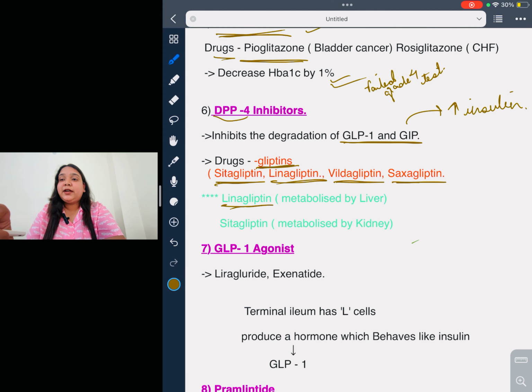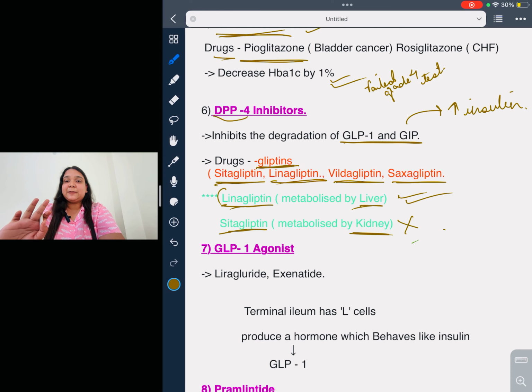Linagliptin, you can remember by the word L, it is metabolized by liver, and sitagliptin, it is metabolized by kidney. So we cannot give sitagliptin in a patient with nephropathy because it is metabolized by kidney and there can be toxicity if we give these drugs to the patient. But we can give linagliptin because it is metabolized by liver. It is perfectly safe in a patient with kidney disease.